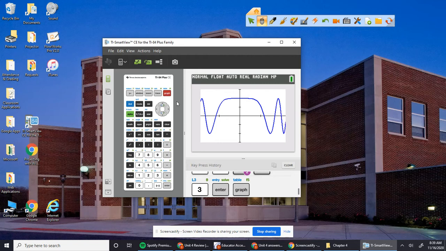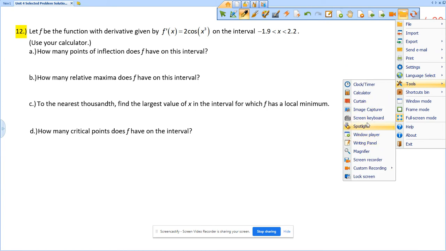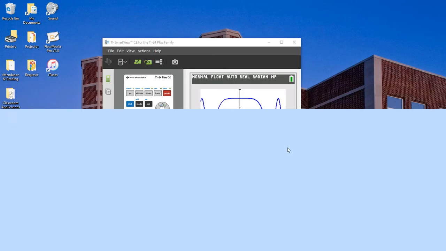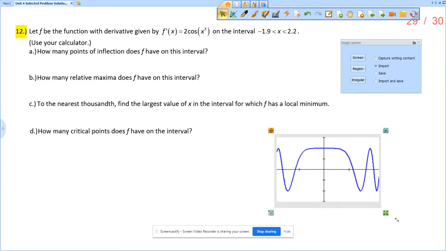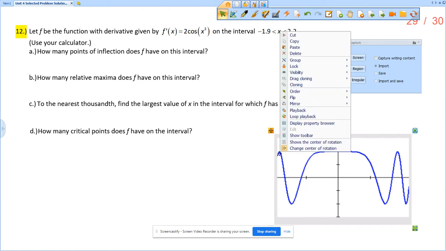So now the first question. Remember, this is a graph of f prime, so I'm going to grab this graph so that we can draw on it. It asks, how many points of inflection does f have? Remember, a point of inflection means that f double prime changes signs, which means the slope of this graph changes signs. Here you can see that the slope changes right there.